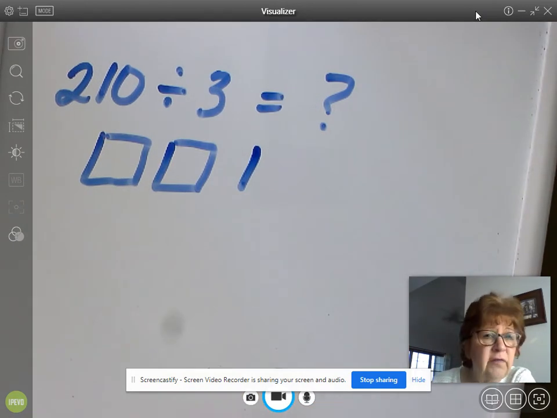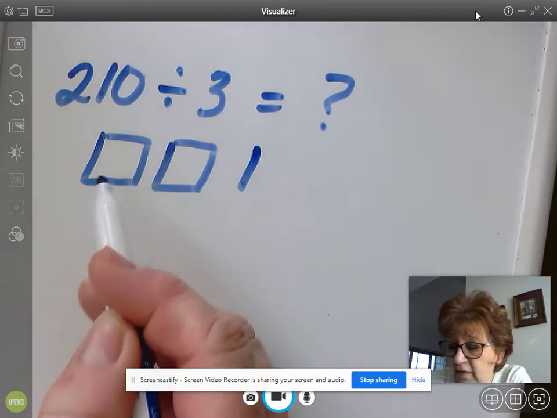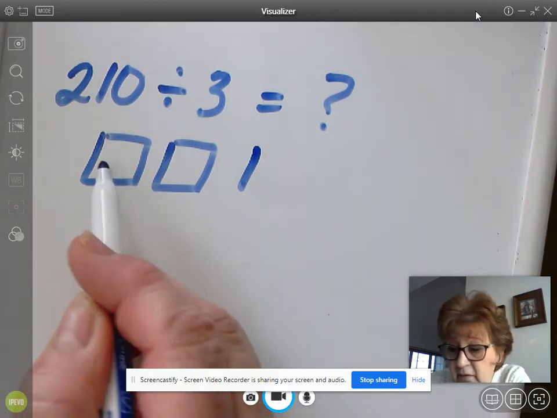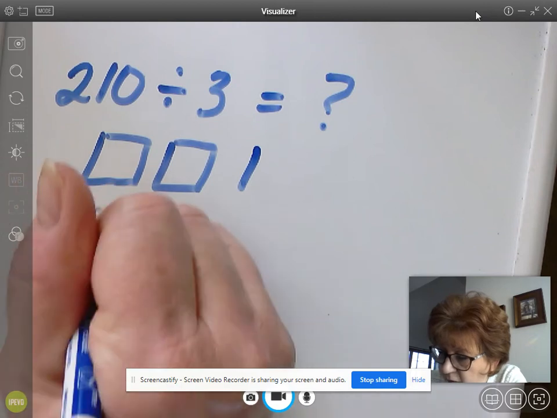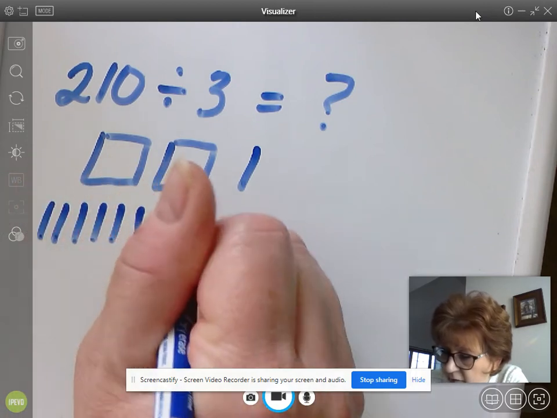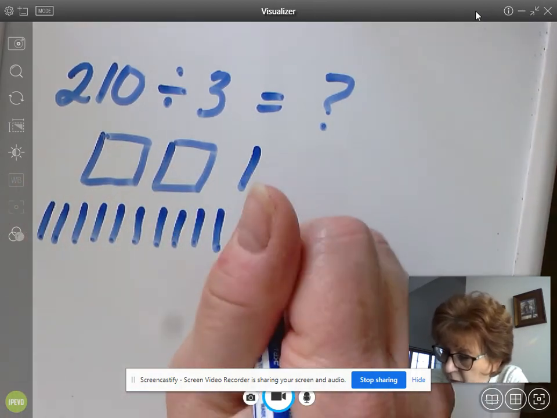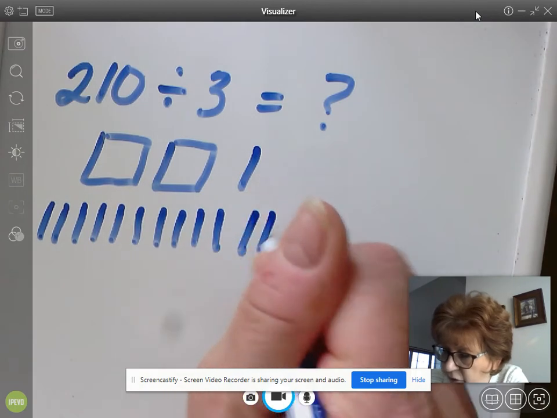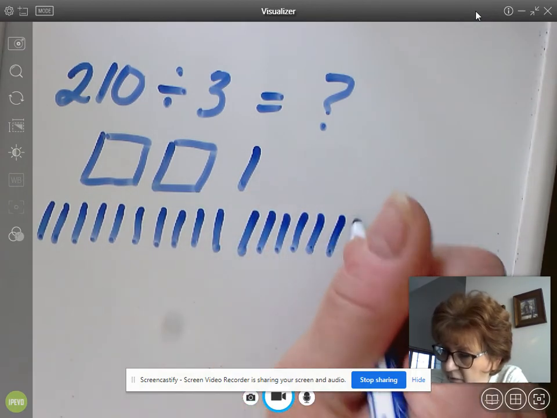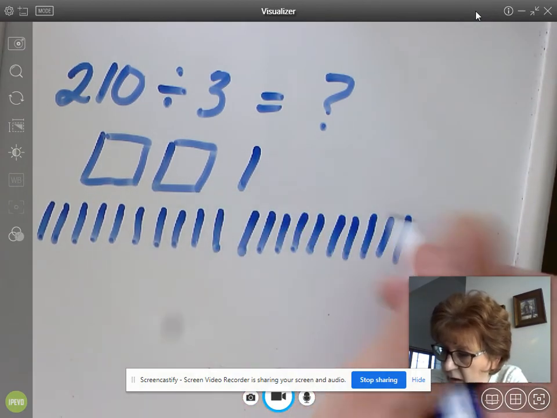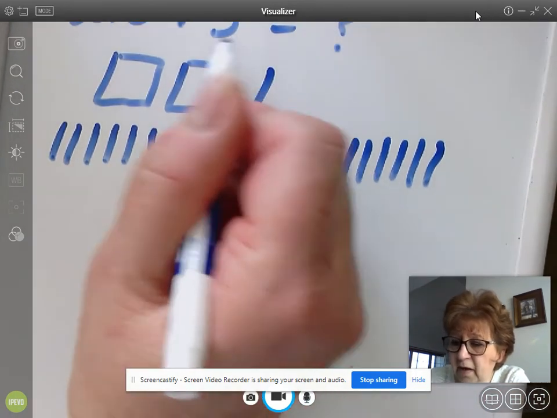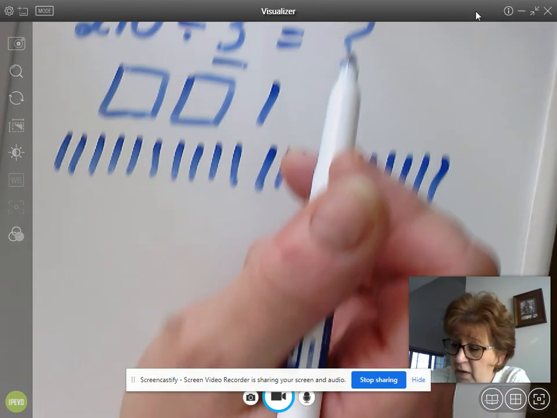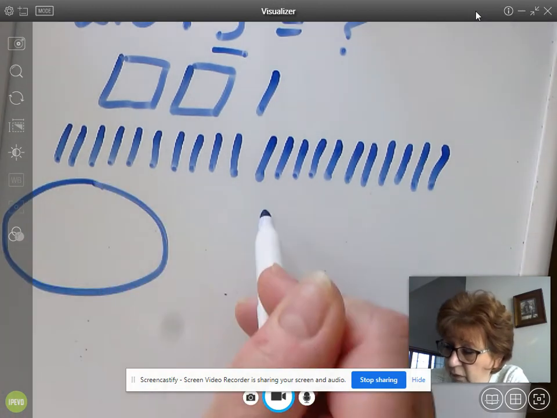Now, I can't divide that evenly by 3, so I'm going to have to trade these out for 10 longs, 10 tens. So 1, 2, 3, 4, 5, 6, 7, 8, 9, 10. And my second one, 1, 2, 3, 4, 5, 6, 7, 8, 9, 10, and my one more. All right, so I need to divide that by 3. Okay, so I'm going to make 3 groups.